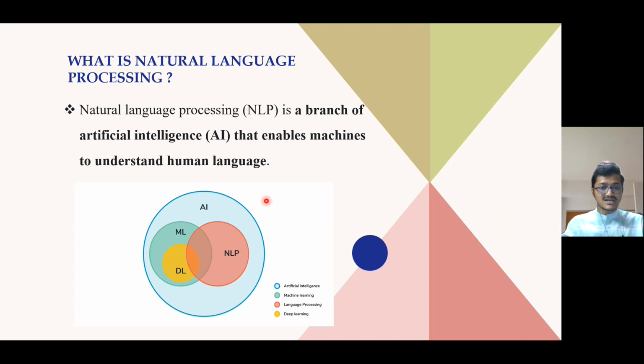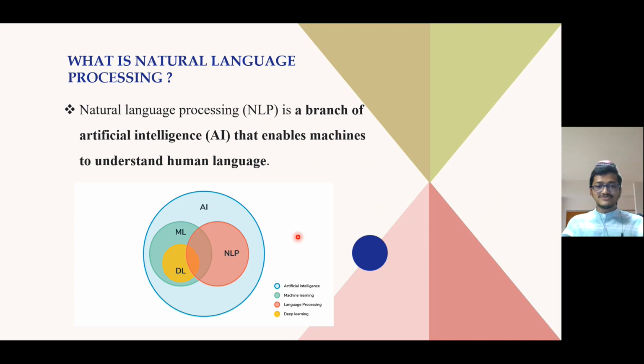Okay. Now see this Venn diagram over here. We can see that AI, ML, DL, these are some of the most common and hot topics nowadays. AI means artificial intelligence, ML denotes machine learning, DL denotes deep learning, and so on. So NLP, that is natural language processing, is also a part of all of these, along with certain additional features which make it very special.